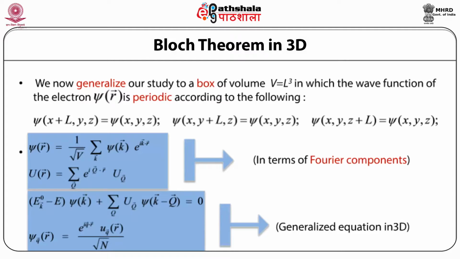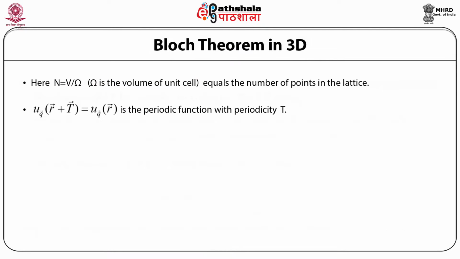Thus, we get a very similar result. That is, phi q as a function of r is equal to e raised to power i q dot r u q r divided by root N. So this is the generalized Schrödinger equation in Fourier space in 3 dimensions. Here, if you take capital N equal to V divided by capital omega, where capital omega is the volume of the unit cell, it equals the number of points in the lattice. Also, u q r plus T is equal to u q r, a periodic function with periodicity the vector T.